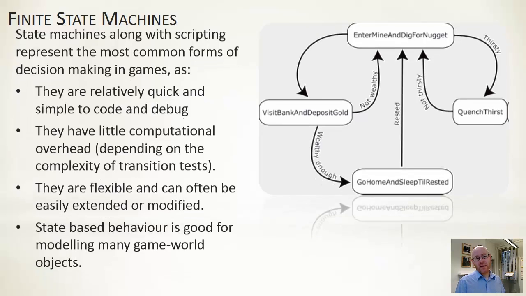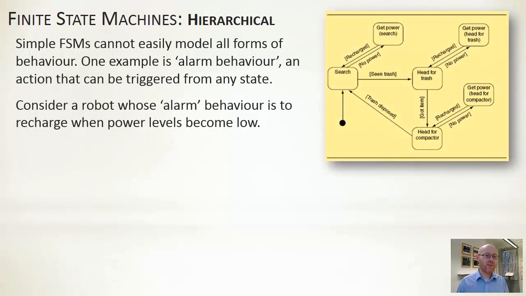Let's have a look at an extension to FSM. It's a hierarchical FSM. And we'll start off with a problem first of all. So you see over on the right hand side a simple FSM. And it's for a robot that cleans up rubbish, trash. Initially it's in a searching mode. If it sees some rubbish, it heads for it, transitions into the head for trash state, picks it up. Once it picks it up, it gets an item, it goes for the head for compactor, and then gets rid of that trash. Once the trash has been disposed, it goes back to search.